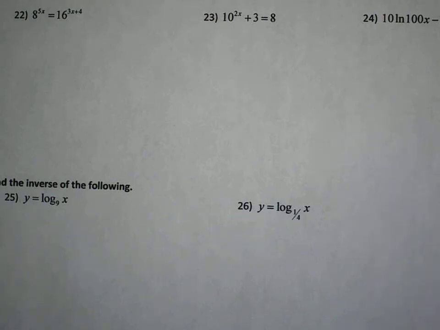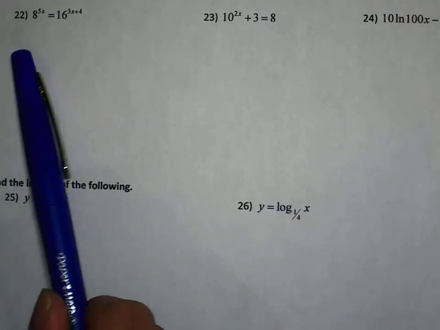Alright, for this video, we're still solving our equations here. So we have 22 through 24 of your Unit 7 test review. Number 22, we have an exponent equals an exponent. So what we did on the previous question, number 21, was we got our bases to be the same.